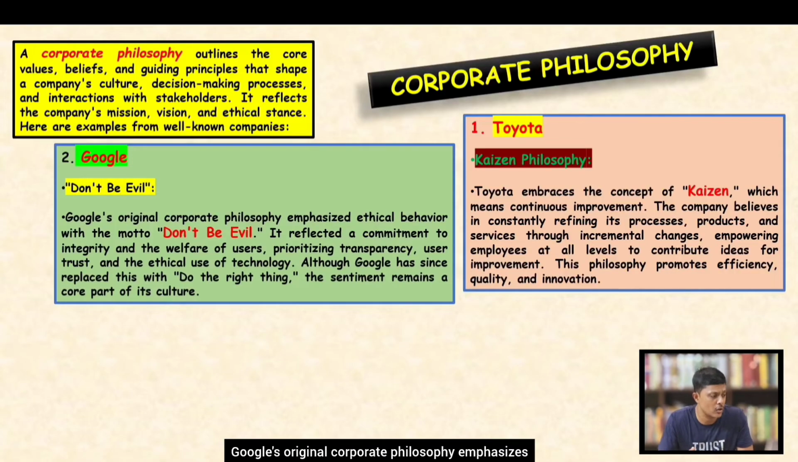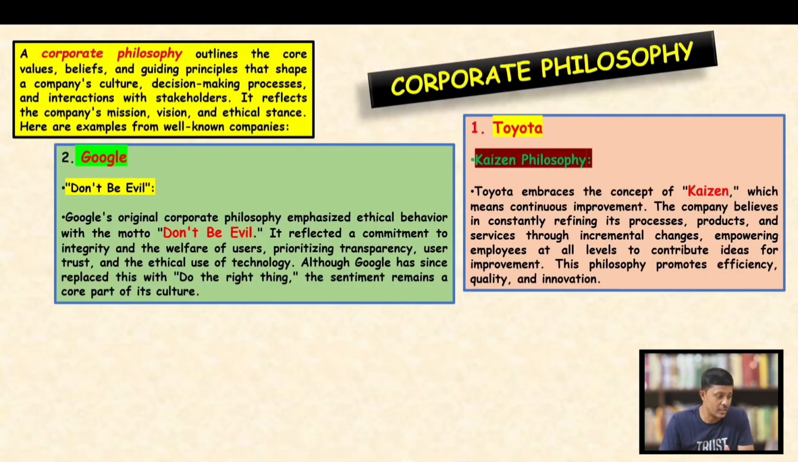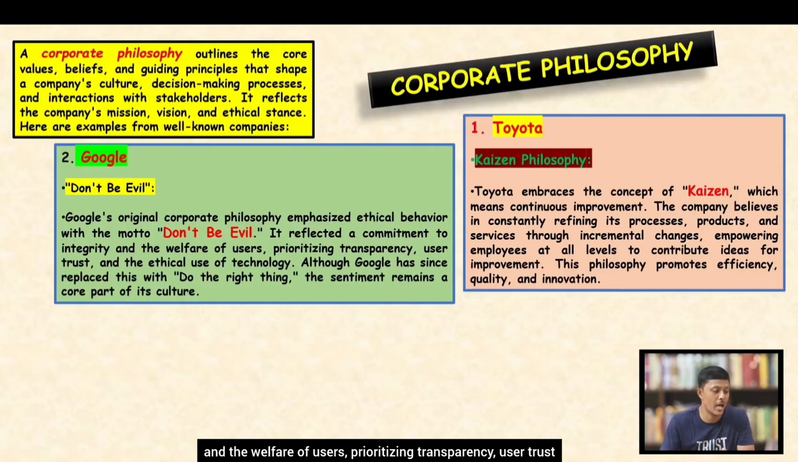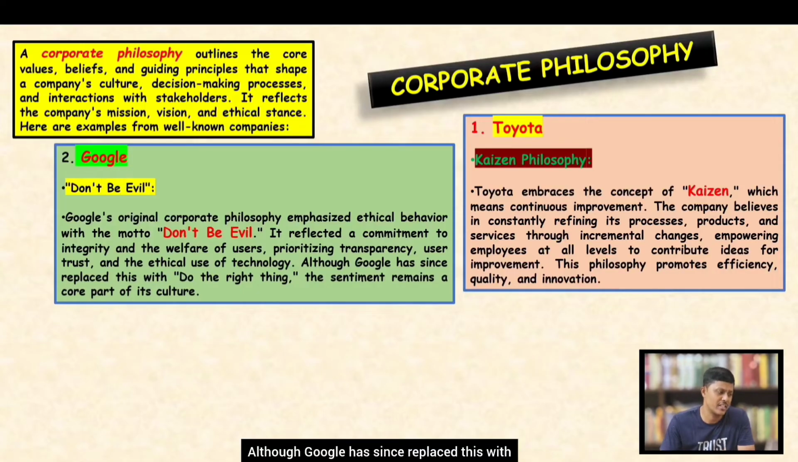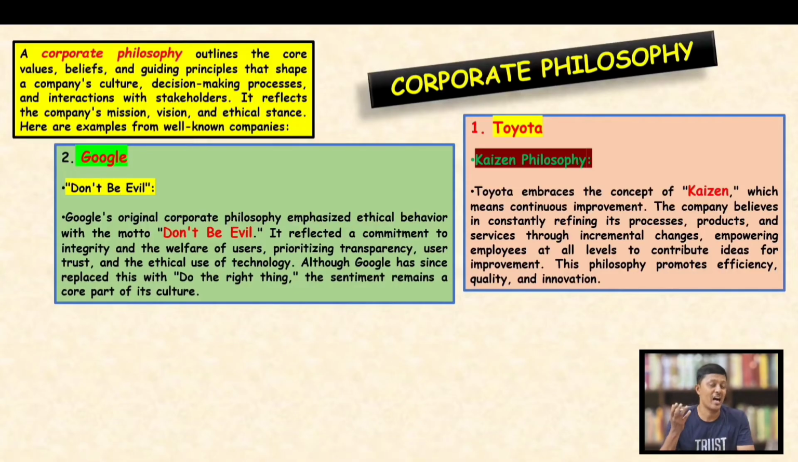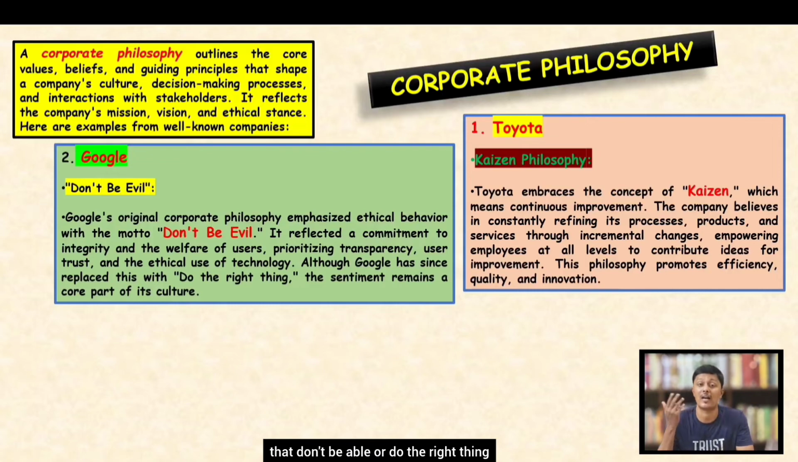Google's original corporate philosophy emphasized ethical behavior with the motto, Don't be evil. It reflected a commitment to integrity and the welfare of users, prioritizing transparency, user trust, and the ethical use of technology. Although Google has since replaced this with do the right thing, the sentiment remains a core part of its culture. So, here is the basic idea of Google, that don't be evil or do the right thing. So, based on this philosophy, they are trying to move.